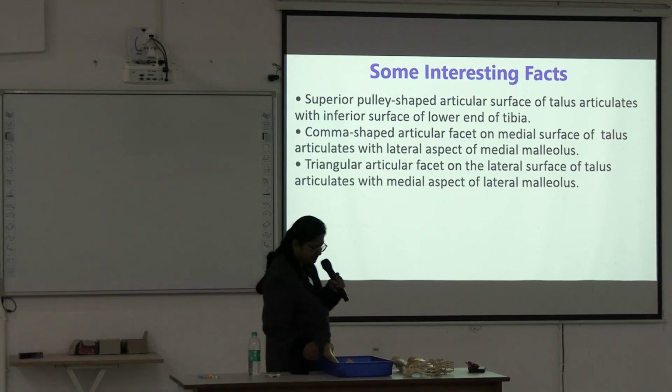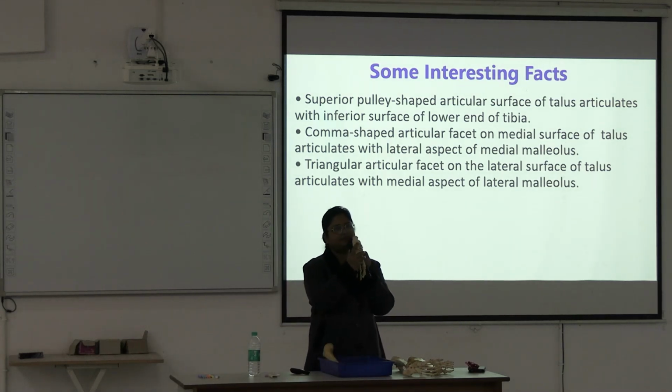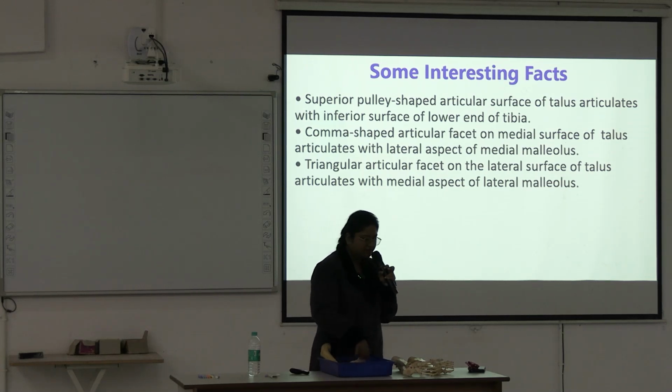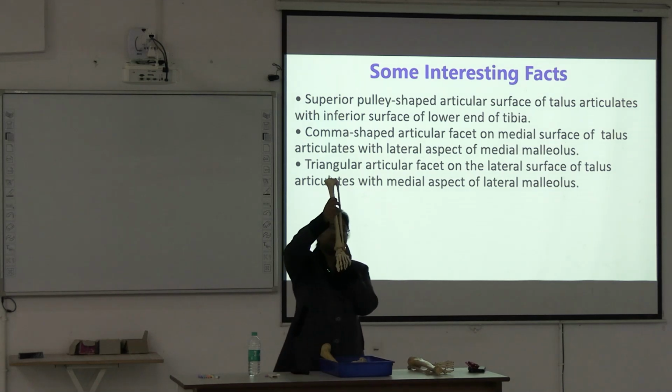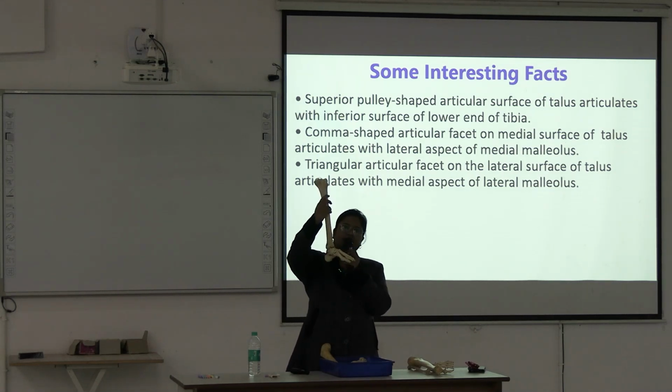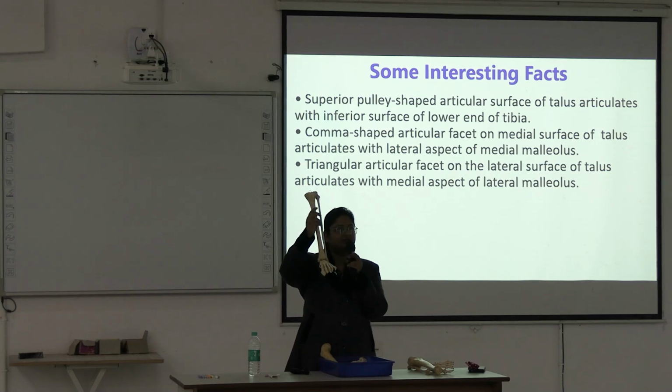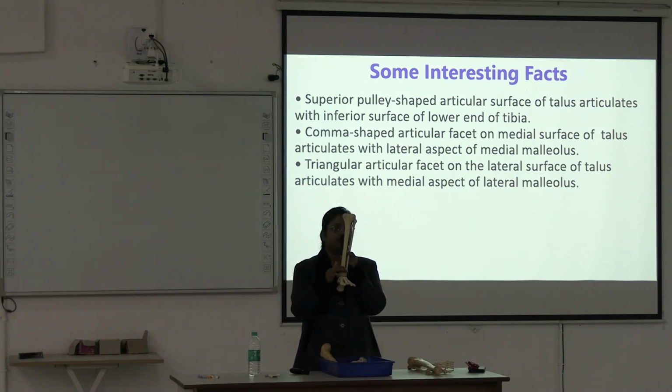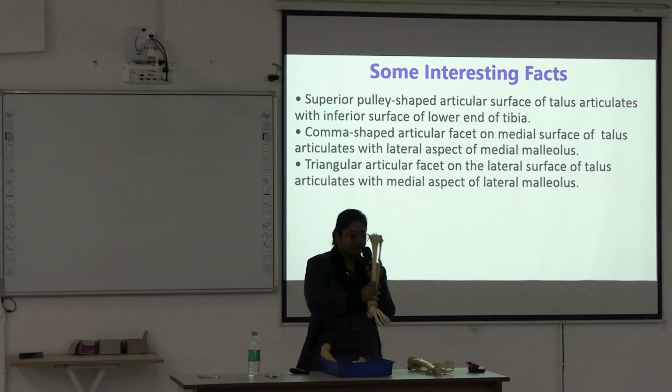So, see here, this is the articular surface of talus. It is pulley-like. There is a depression in the middle and two elevations on the two sides. And here is the articulation, tibia and fibula together forming the mortise or socket-like structure where the talus is articulating. Okay. So, that is how the ankle joint is forming here.